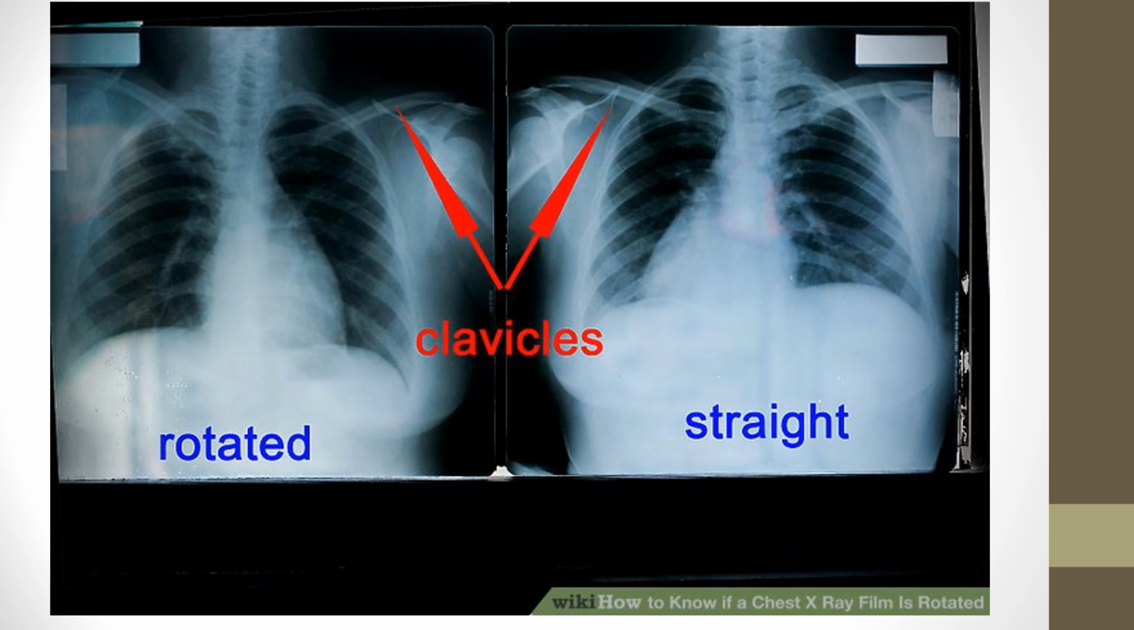Right here, the clavicles were asymmetrical, right? One's higher than the other. On the picture on the left, you see how low this one is and how high this one is. That's asymmetrical. So that's a sign that the patient was rotated and therefore can alter the image, right? And over here on the picture on the right, you see this patient is pretty straightforward because these are almost directly even, right? So a lot different as far as that's concerned.